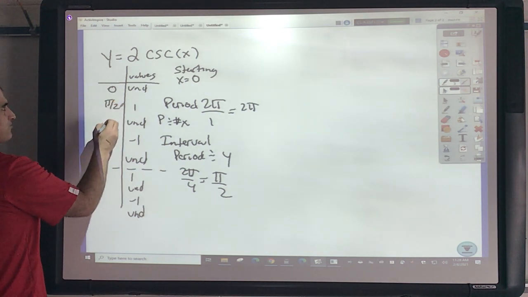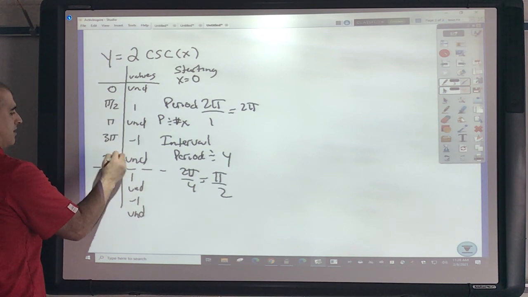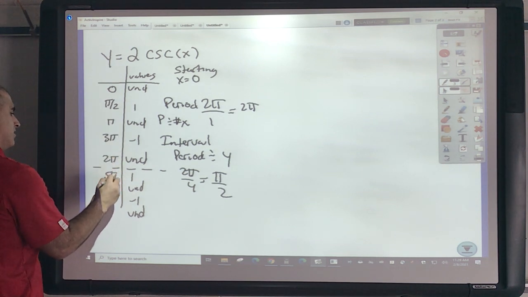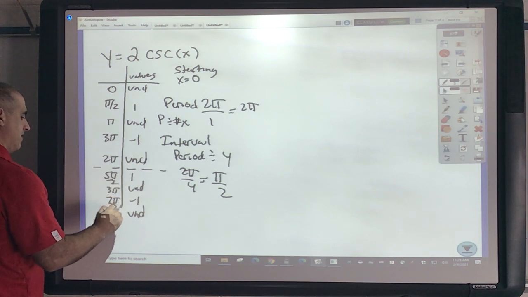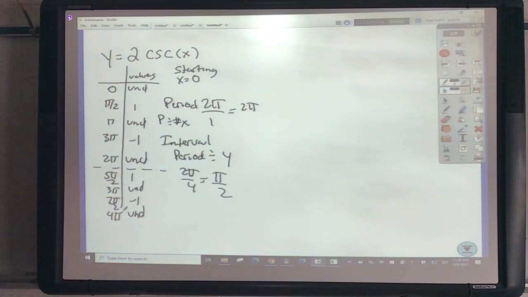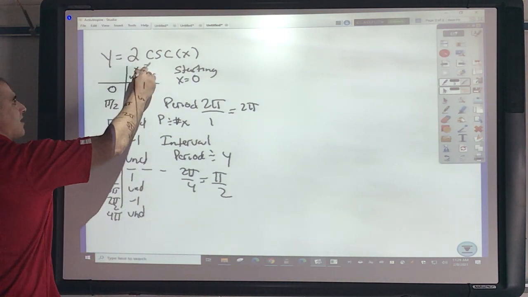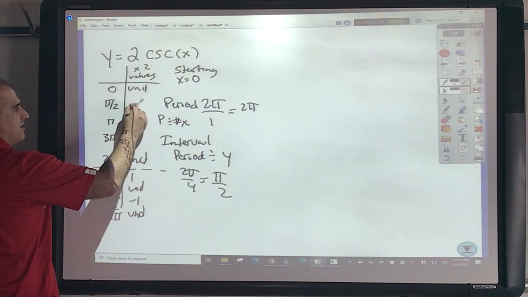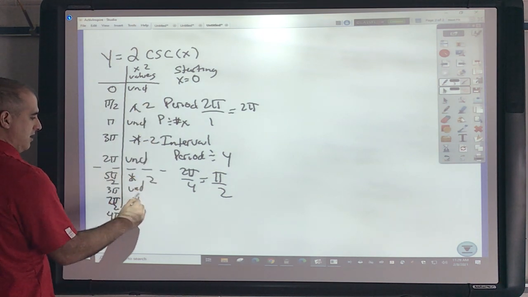Just in the interest of time, these would then be those values: pi over 2, pi, 3 pi over 2, 2 pi, 5 pi over 2, 3 pi, 7 pi over 2, 4 pi. I want to keep that very basic. Now, what does this 2 do to the values? Multiply by 2. Undefined is going to stay undefined. This is going to be 2, -2, undefined, 2, -2.